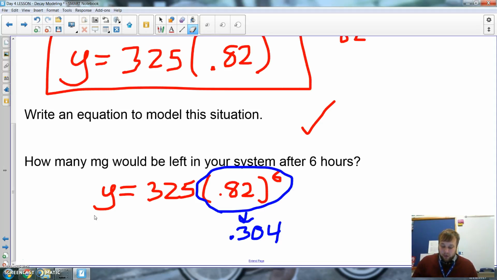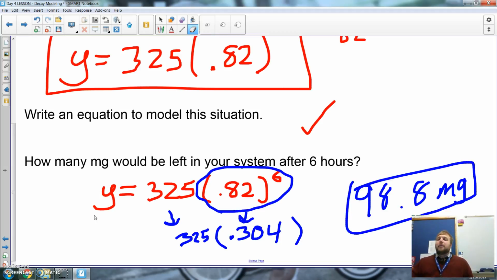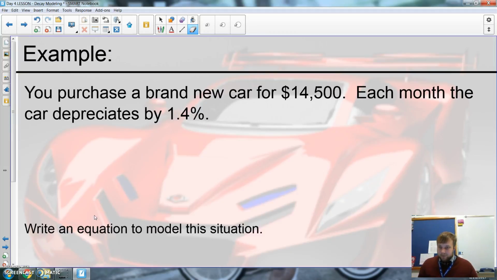Next, I'm going to take this 325 and multiply it times that. So I'm going to go times 325, and boom, my answer is 98.8 milligrams. Okay, 98.8 milligrams. Kind of cool how we can follow along, huh?